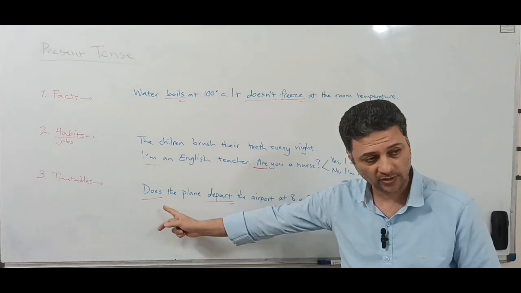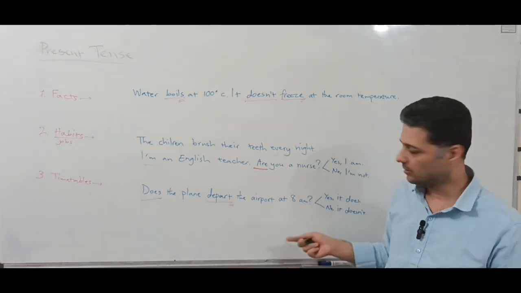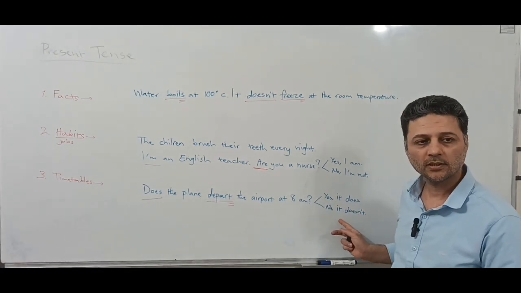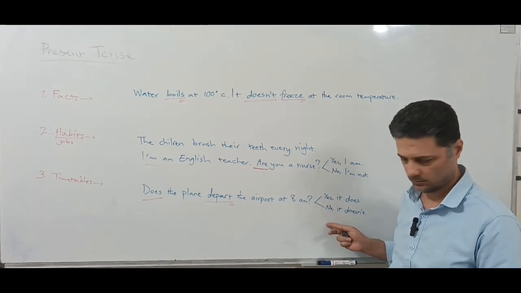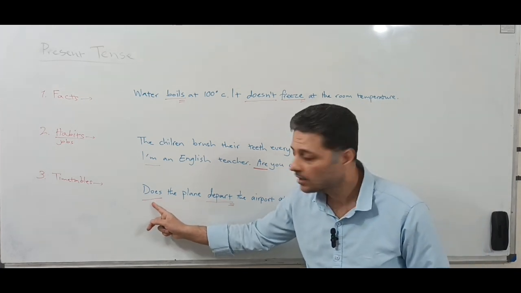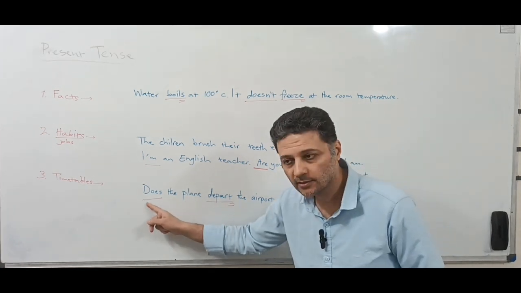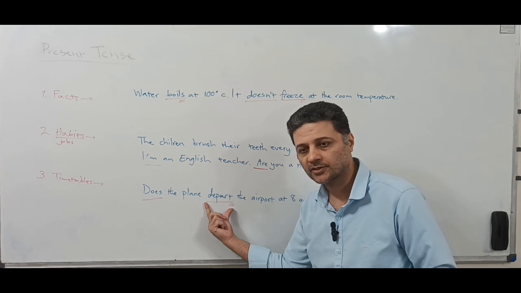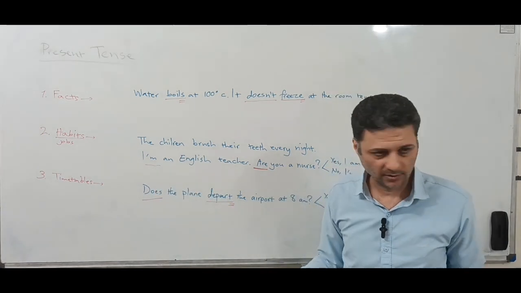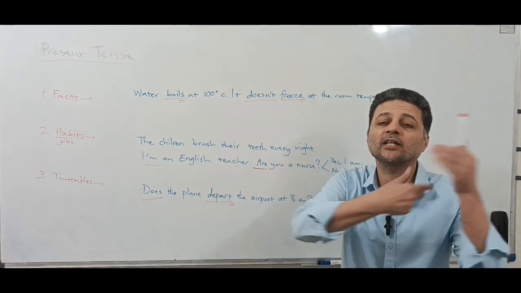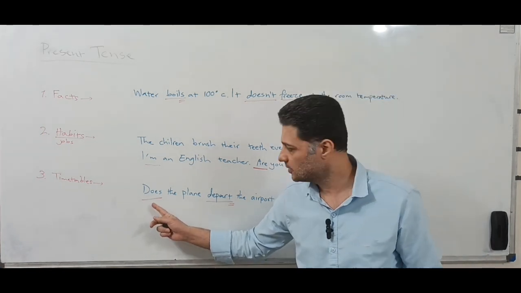But I put it in the form of a question. Does the plane depart or leave the airport at 8 a.m., for example, every day? Yes, it does. No, it doesn't. This is the way we give short answers. Either yes or no. So I used does because it was one plane, not planes, right? So I use does. Why? Because of depart. This verb is not a to-be form. It's not am, is, are. So it is not an auxiliary verb, and we don't have any modal verbs, so what do we use to make a question? Does or do, right? Does the plane depart?